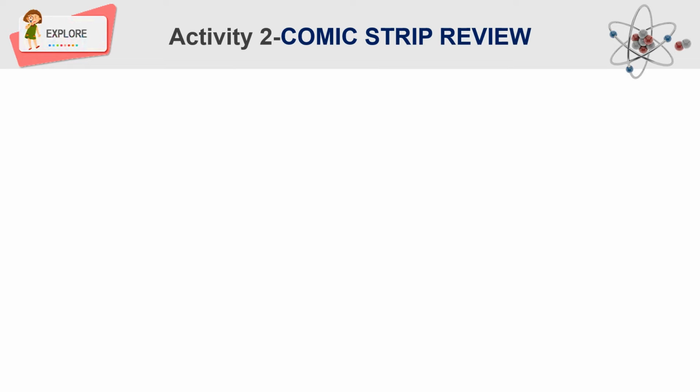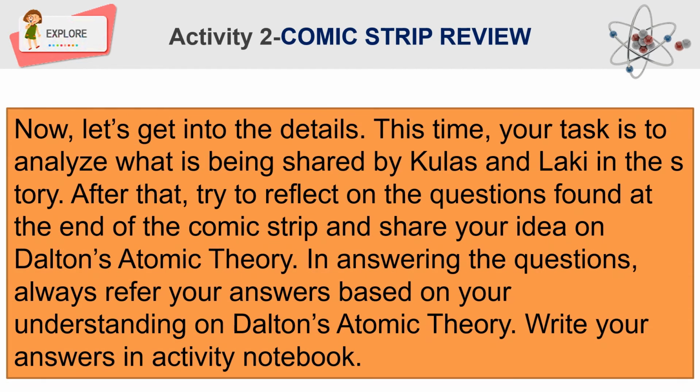Let us explore another activity. Activity number 2, entitled Comic Strip Review. Now, let's get into the details. This time, your task is to analyze what is being shared by Kulas and Lucky in the story. After that, try to reflect on the questions found at the end of the comic strip and share your idea on Dalton's atomic theory. In answering the questions, always refer your answers based on your understanding of Dalton's atomic theory. Write your answers in your activity notebook.